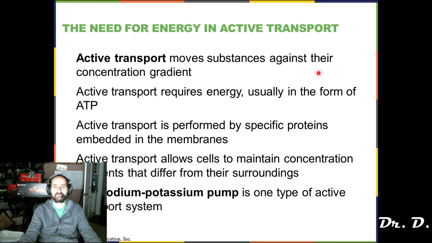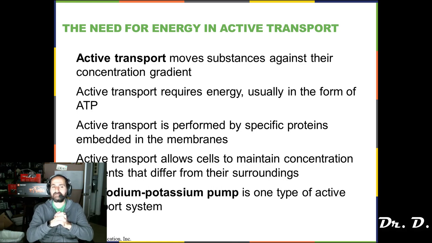Active transport moves substances against the concentration gradient. For instance, if there's already a huge concentration of sugar inside, but I want to bring more sugar inside, well, that's not going to be free, is it? The sugar is not just going to float in if there's already a lot of concentrated sugar inside of the cell. That's active transport. What that means is I'm trying to move a substance across a membrane against the concentration gradient.